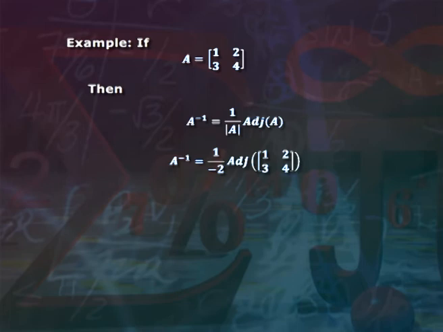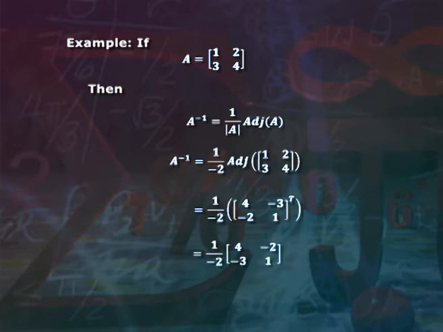Example, if A is equal to 1, 2, 3, 4, then A inverse, which is equal to 1 over determinant of A into adjoint of A, will be equal to 1 upon minus 2 adjoint of 1, 2, 3, 4, which is equal to 1 upon minus 2 into the transpose of the matrix 4 minus 3 minus 2 1, which is equal to 1 upon minus 2 4 minus 2 minus 3 1, which is equal to minus 2 1 3 by 2 minus 1 by 2.